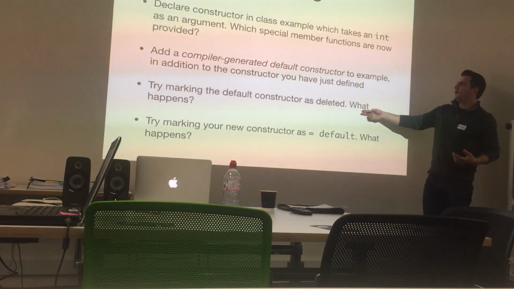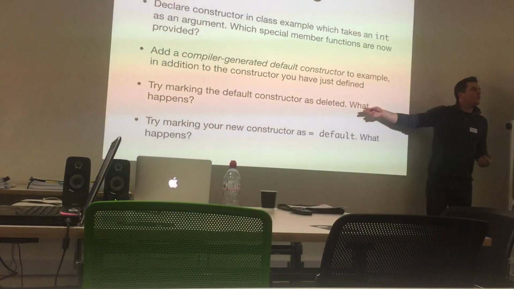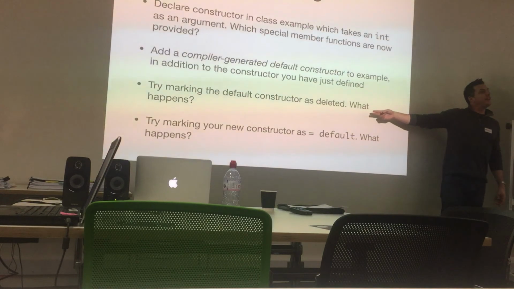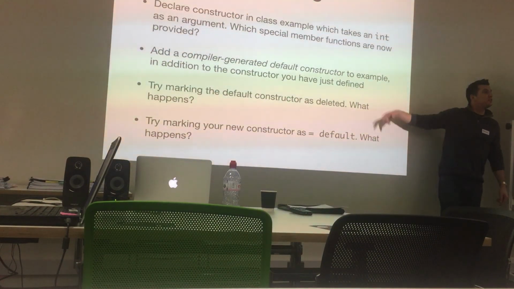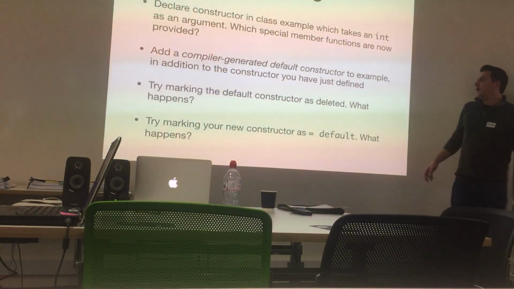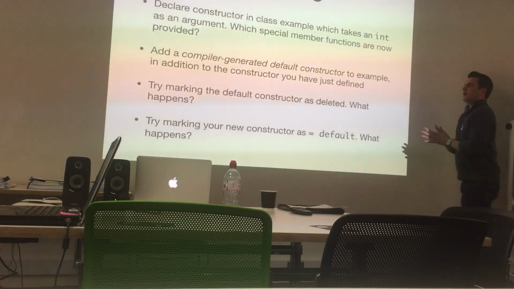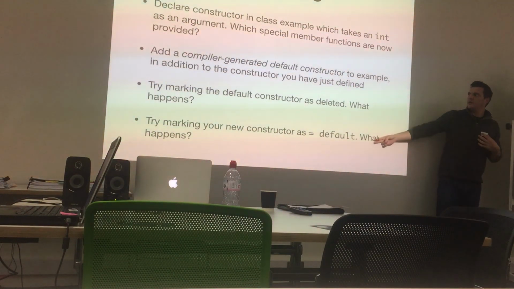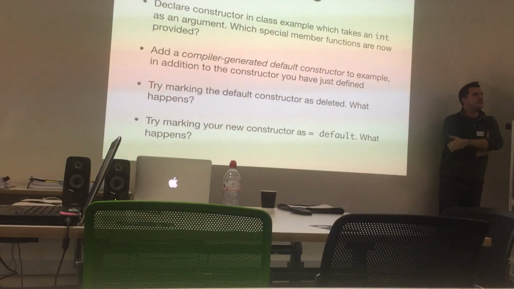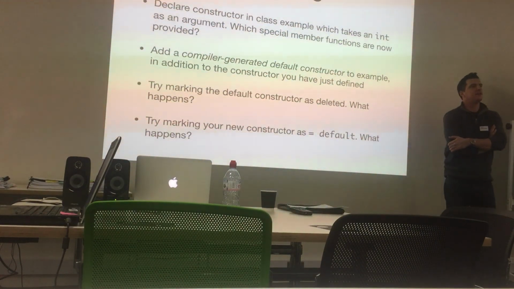But we can, we wouldn't get it anyway, but we can explicitly delete it if we want to. And that does the same thing as not defining it at all. So on the last one, we take this new constructor, the one that takes an int. If we mark the new constructor, the one taking int, as equals default, what happens?